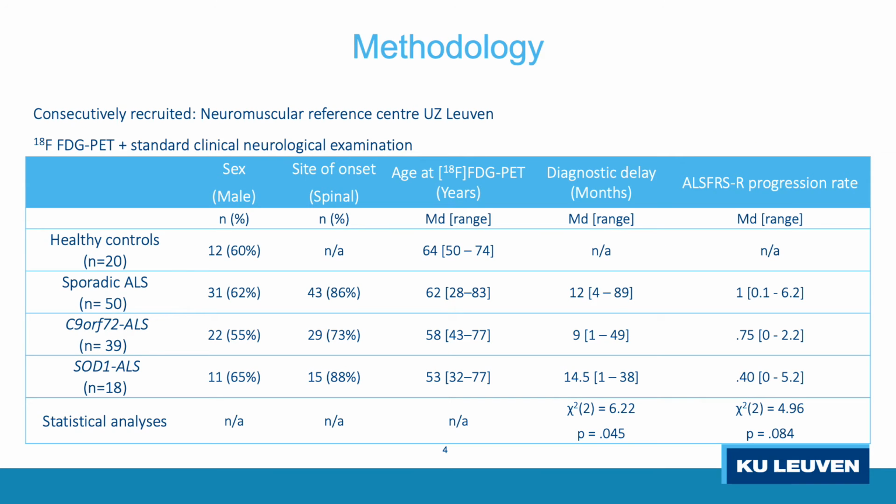In our cohort of ALS patients in the Neuromuscular Center in Leuven, we identified 18 SOD1 mutation carriers and 39 C9orf72 mutation carriers that also underwent an FDG PET scan during the diagnostic stage. These were compared to an age, gender, and site of onset matched sporadic ALS group, as well as a group of healthy controls. The cohort of 18 SOD1 mutation carriers that we included in the study consisted of multiple variants of SOD1 gene mutations, of which the majority carried the D90A or G93C variant.